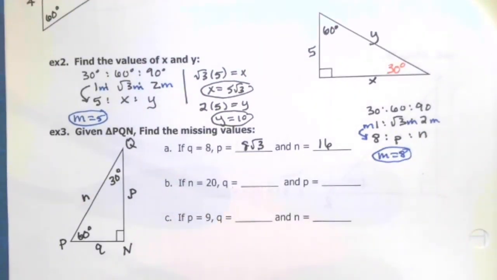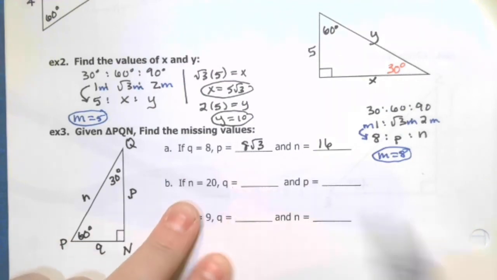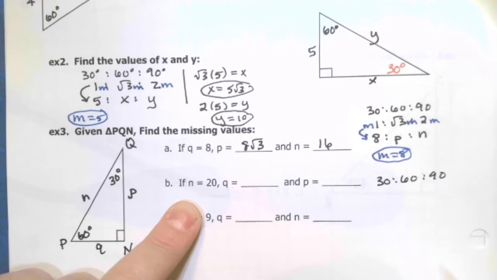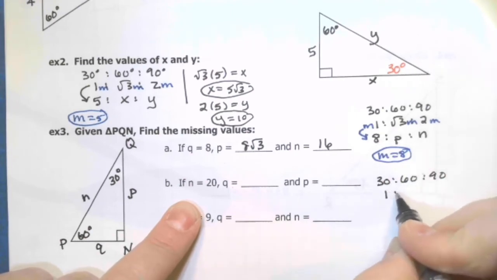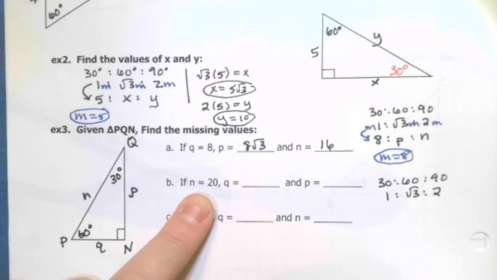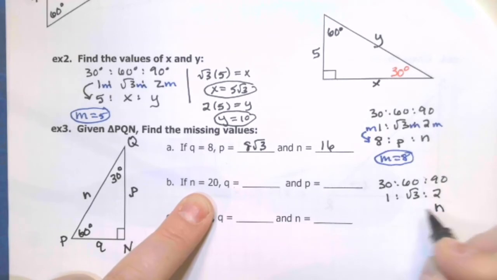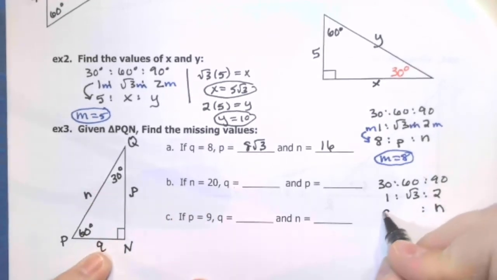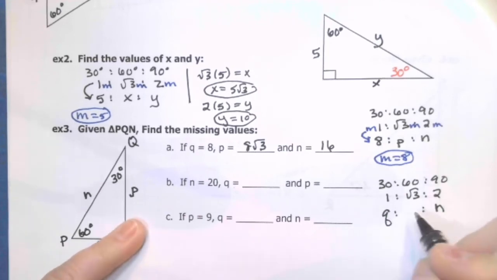All right, in B, we're given the hypotenuse. So again, we have a 30, 60, 90-degree triangle whose sides reduce to 1, radical 3, and 2. They've given you 20 for N. N is opposite the 90. We're looking for the other two sides. Okay, so Q is opposite the 30. P is opposite the 60.